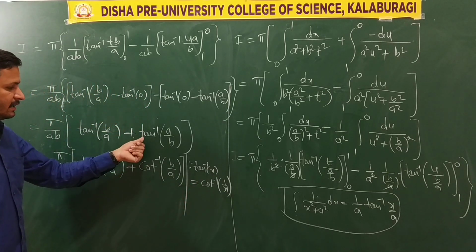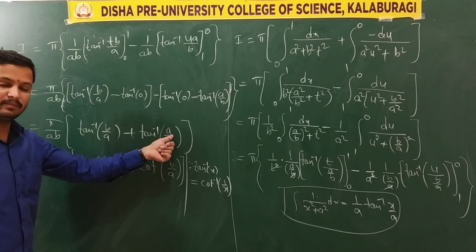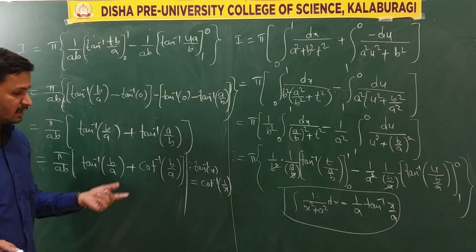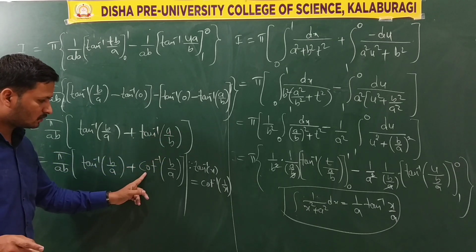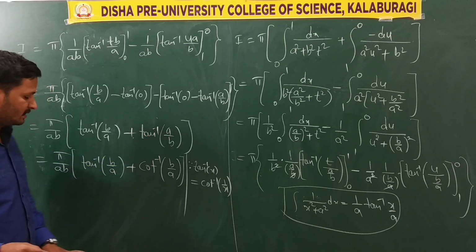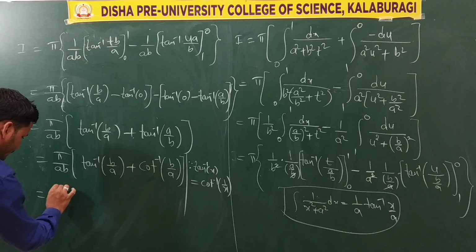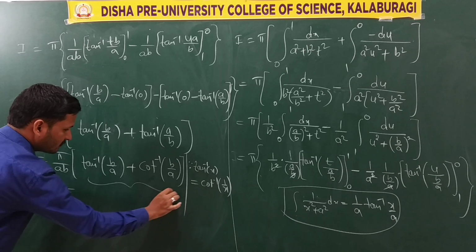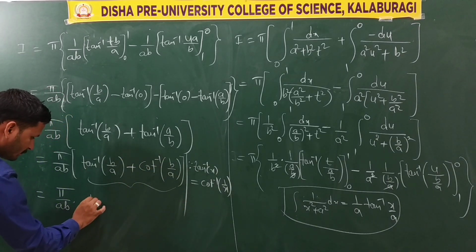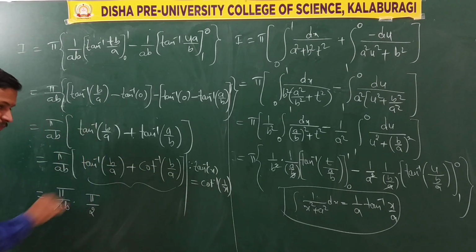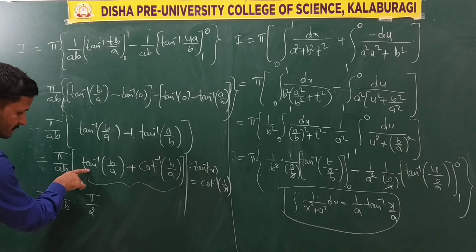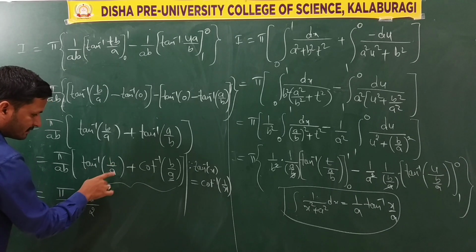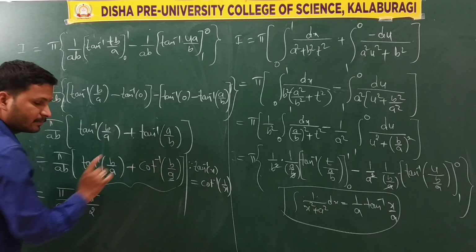So here we have tan inverse of a by b. Take the reciprocal of a by b, that is b by a. So tan inverse of a by b is equal to cot inverse of b by a. Now pi divided by ab into, so the total value of this expression is pi by 2, because of the result tan inverse x plus cot inverse x. The angle is the same, the number is b by a, here also b by a.